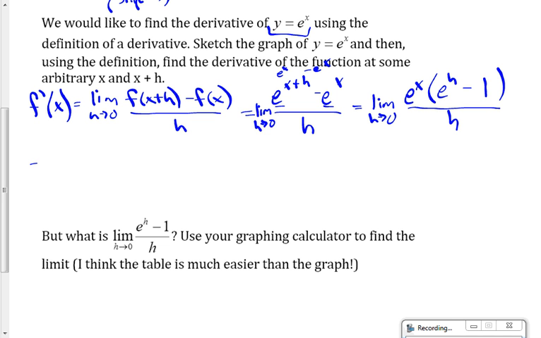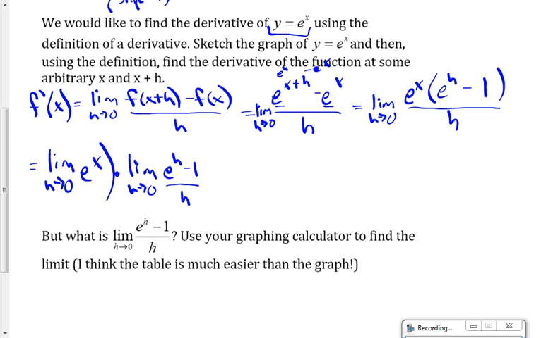Now, I'm going to split that limit up into the product of two different limits. So I'm going to write it as the limit as h approaches 0 of e to the x times the limit as h approaches 0 of e to the h minus 1 over h. Now, we have two pieces here. We know the answer to this, don't we? It's the derivative of e to the x. E to the x. We're going to use that to our advantage in a moment.